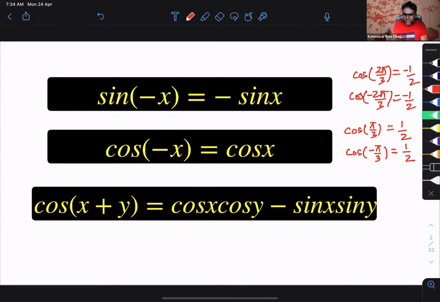minus half. Okay, so sometimes there is a feeling that the cos is just giving always positive values. I'm not saying that. Okay, the input, whether it is positive or negative, you are going to get the same values. The values that you get can be positive, negative.